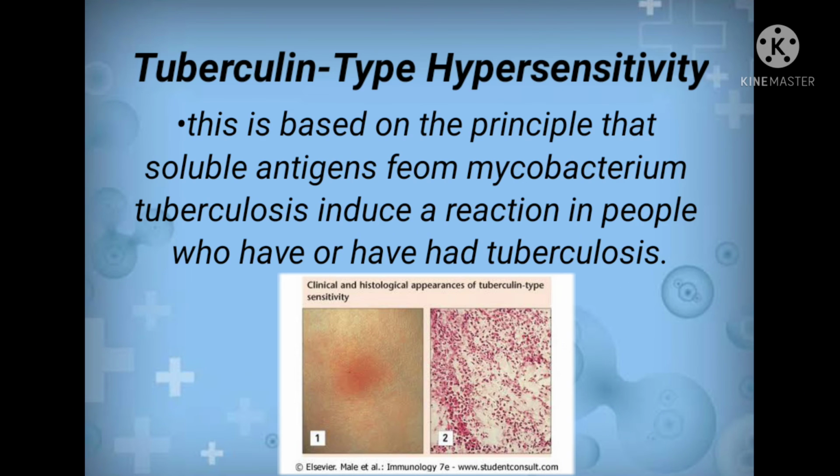Tuberculin-type hypersensitivity. Testing for exposure to tuberculosis is a classical example of a delayed hypersensitivity reaction. This is based on the principle that soluble antigens from Mycobacterium tuberculosis induce a reaction in people who have or have had tuberculosis. When challenged with antigen intradermally, previously sensitized individuals develop an area of erythema and induration at the injection site.